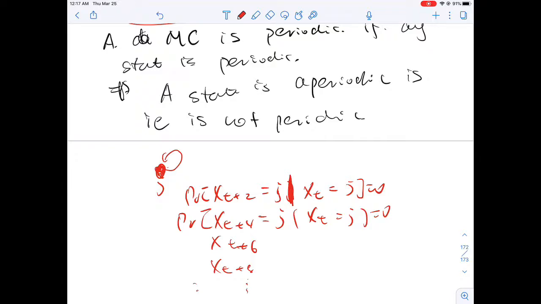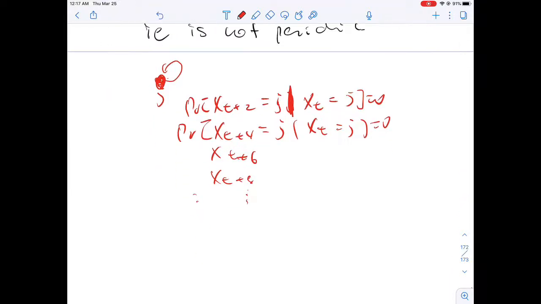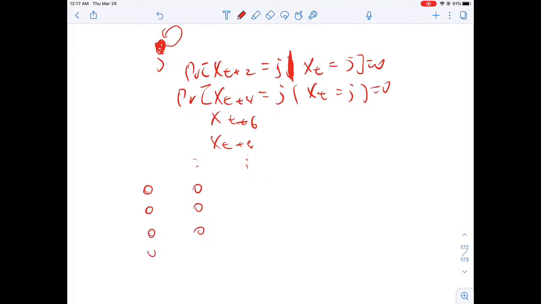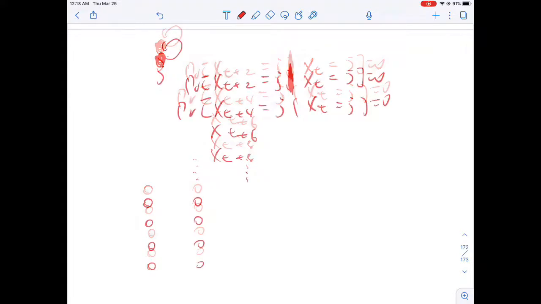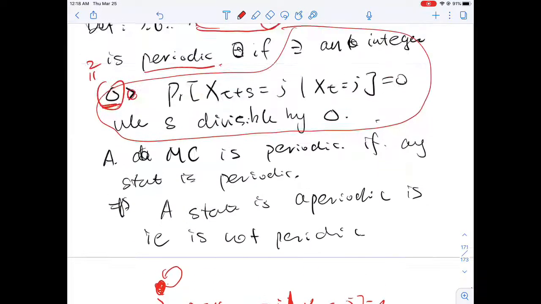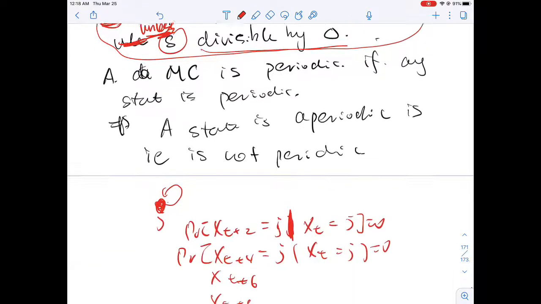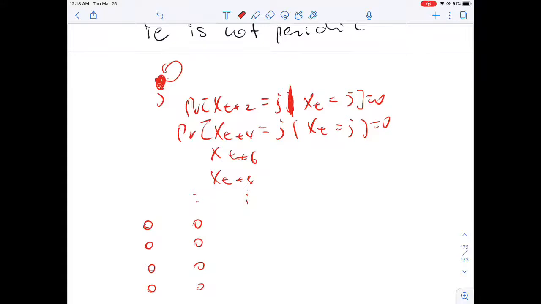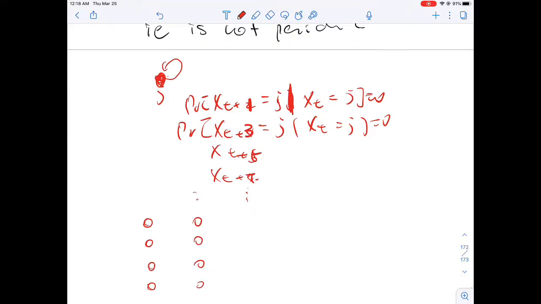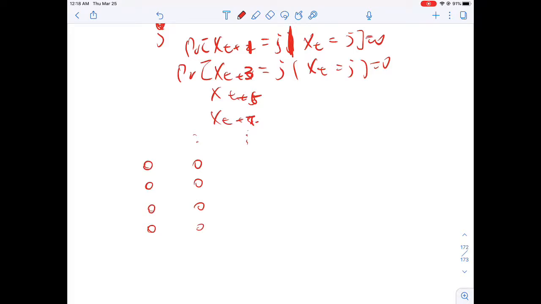So let me give you an example of a periodic Markov chain. Here it's a bipartite graph. Sorry, really just too many concepts. Even for myself, I get confused a little bit. So let me just correct that: unless s is divisible by delta. That really means that t+1, t+3, t+5, t+7 are all 0. So an example here would be a bipartite graph.